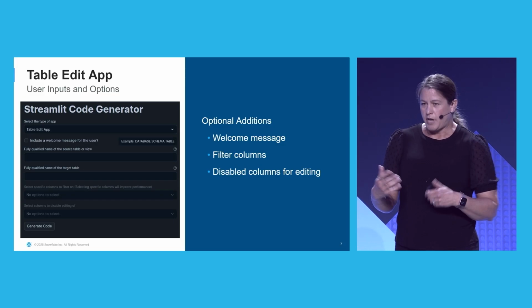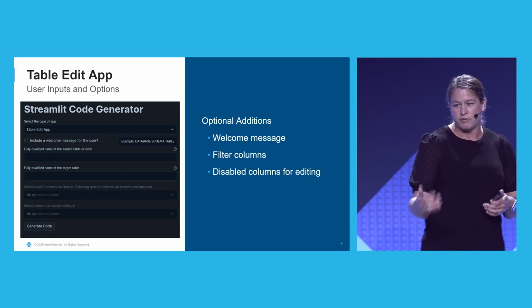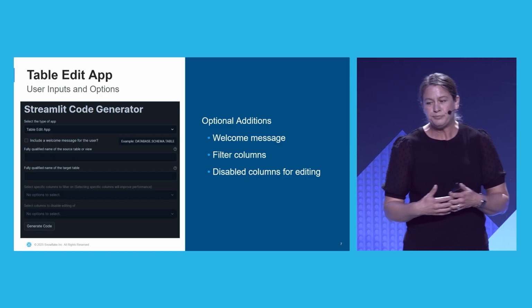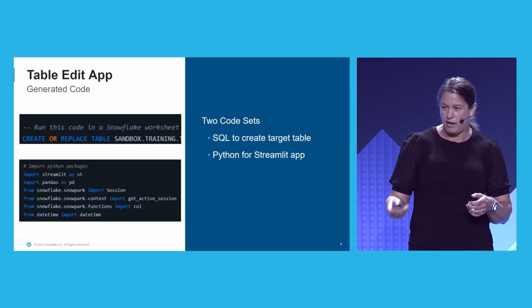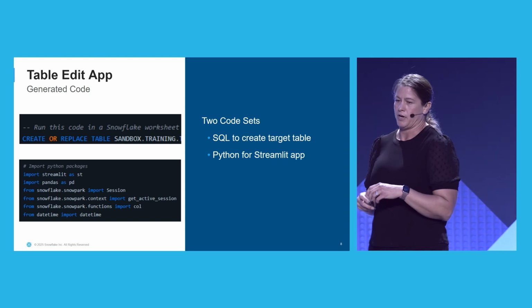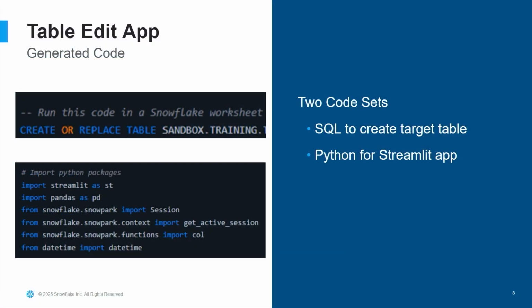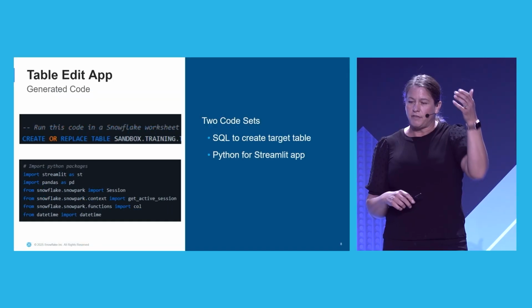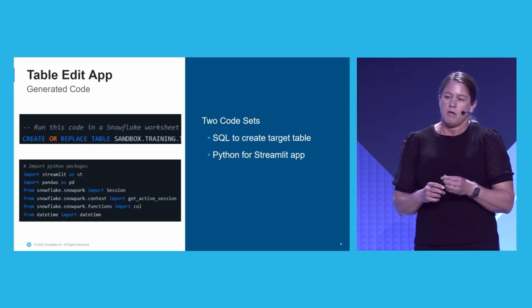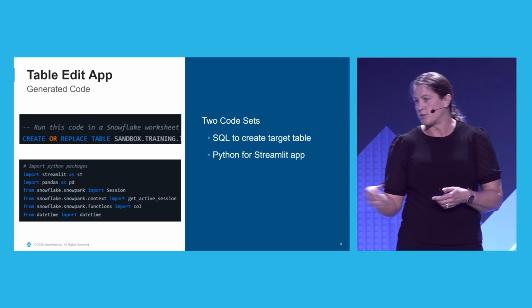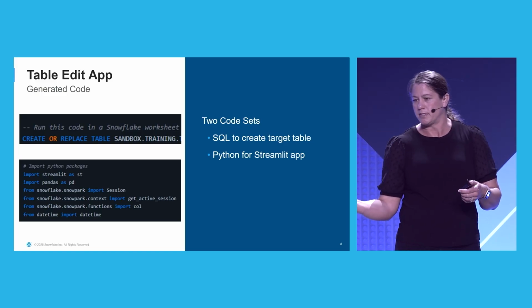So once we've created or input all of our options, we would click the Generate Code button, and we have two sets of code returned to us. The first is the SQL to create our target table. It's going to use that target table name that we put in for our selection, and it's going to match the definition of our source table, but we'll add 4 additional columns for auditing and administrative purposes.